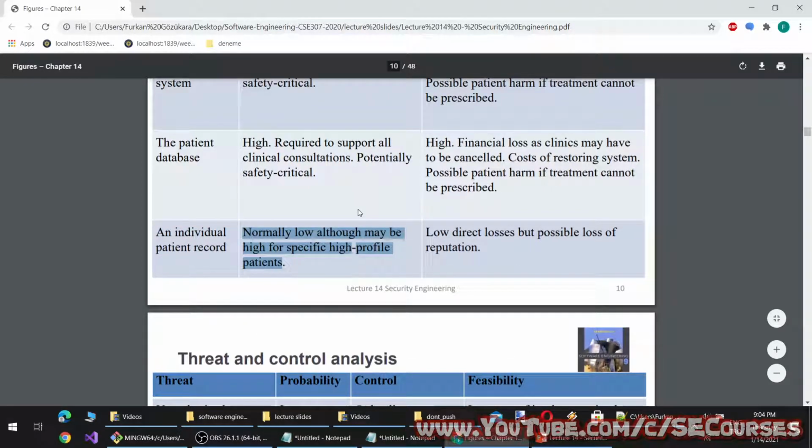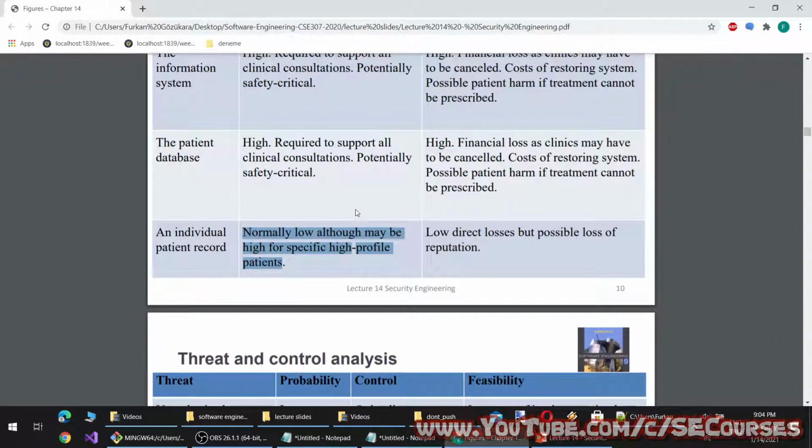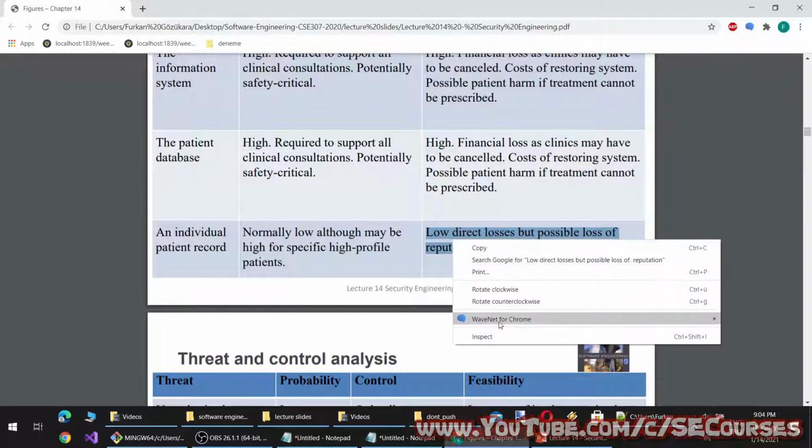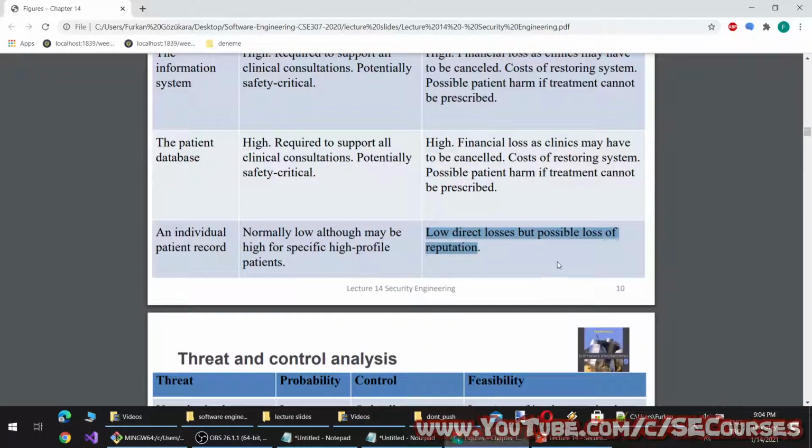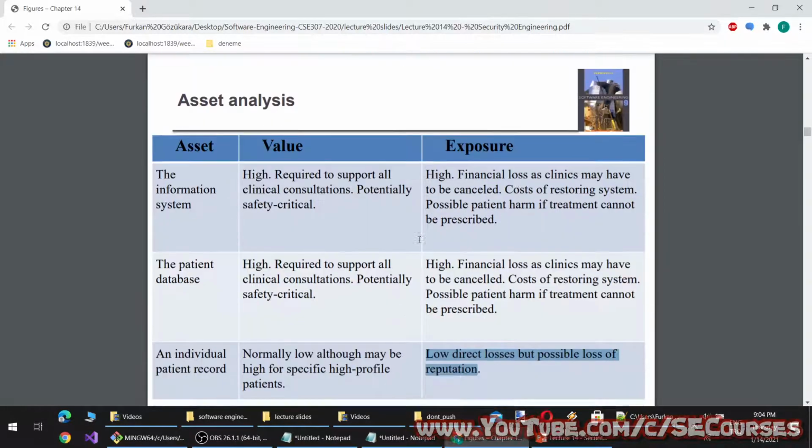Normally low, although may be high for specific high-profile patients. So if your profile is, let's say, the president of your country, exposure of that patient record can cause a lot of damage and harm your reputation and such. So it depends on the profile that is being exposed. Low direct losses but possible loss of reputation.